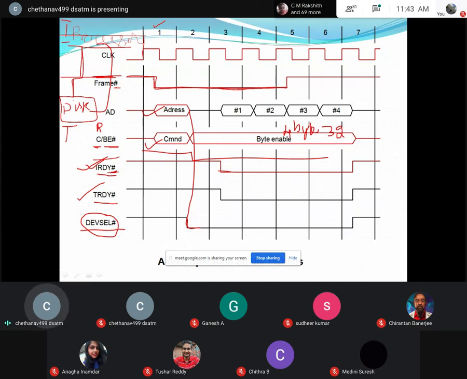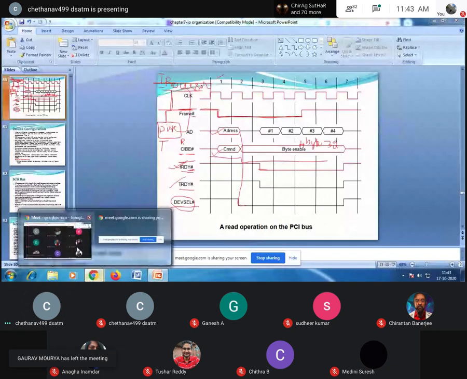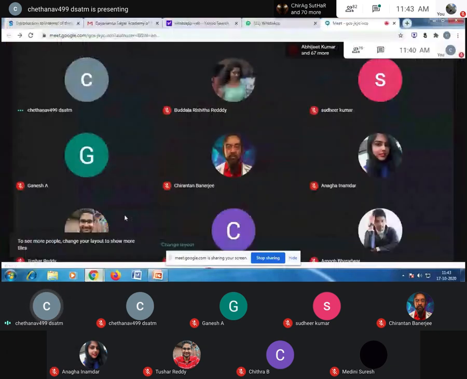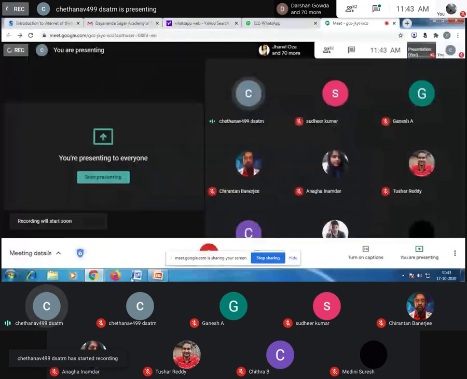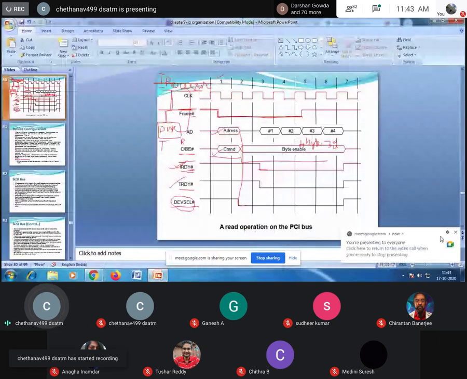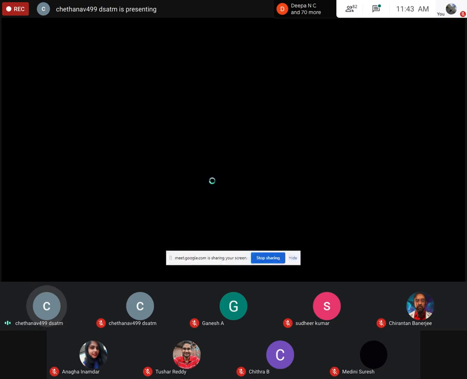So this is what our PCI bus does, the operation of transferring the data between the processor and the memory. I think you are able to understand the PCI. One more time, I'll just brush up your mind.